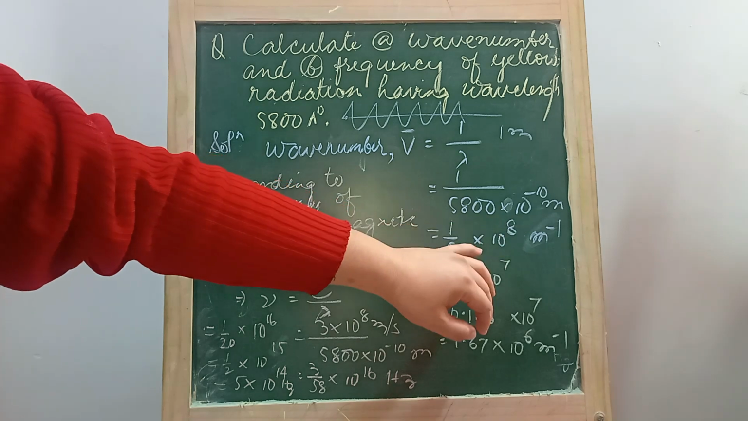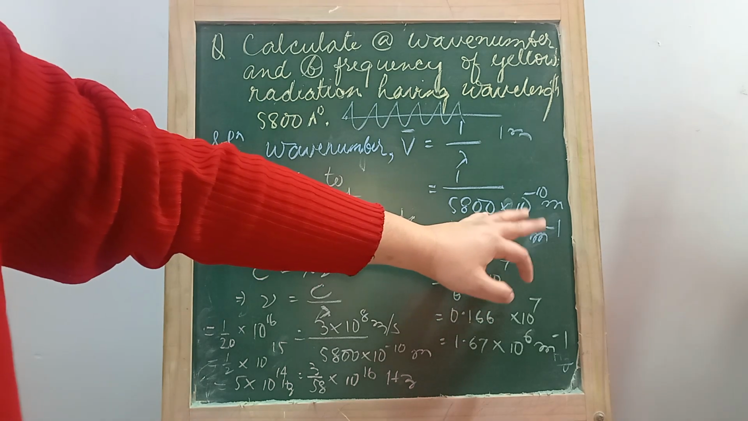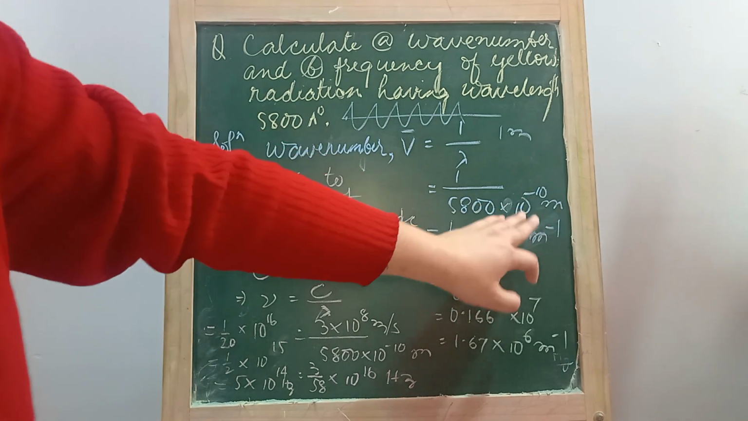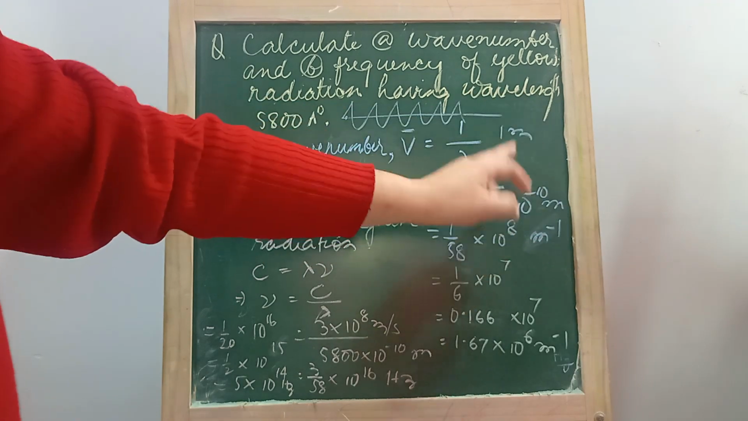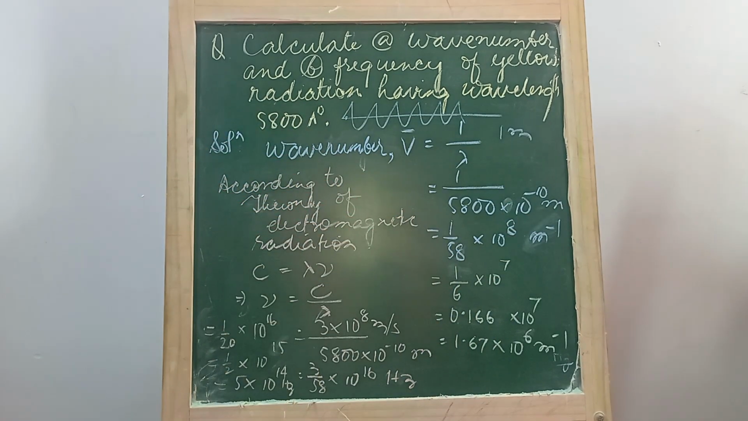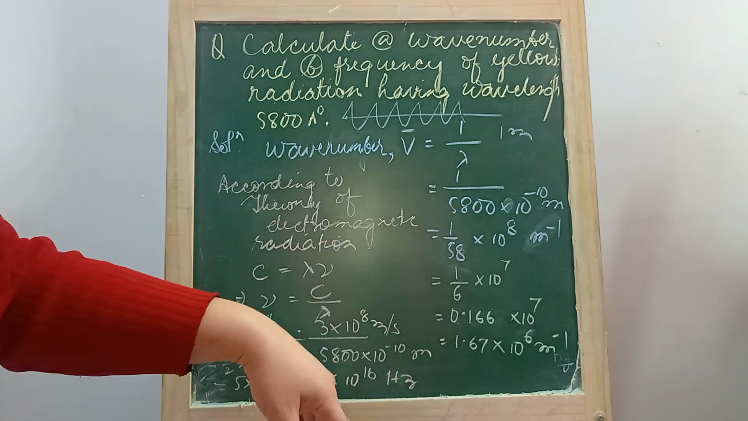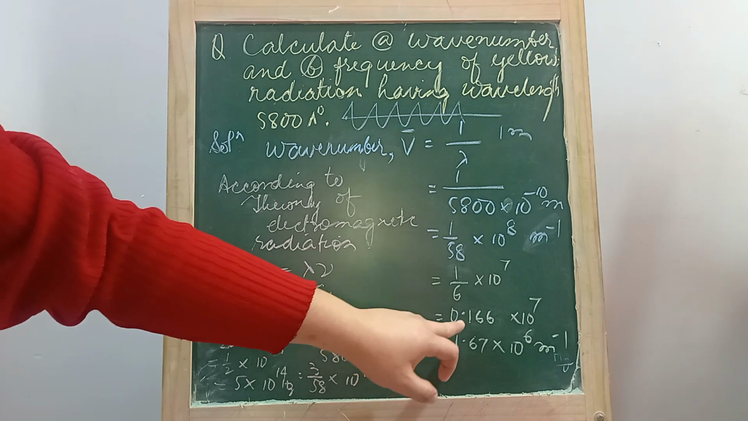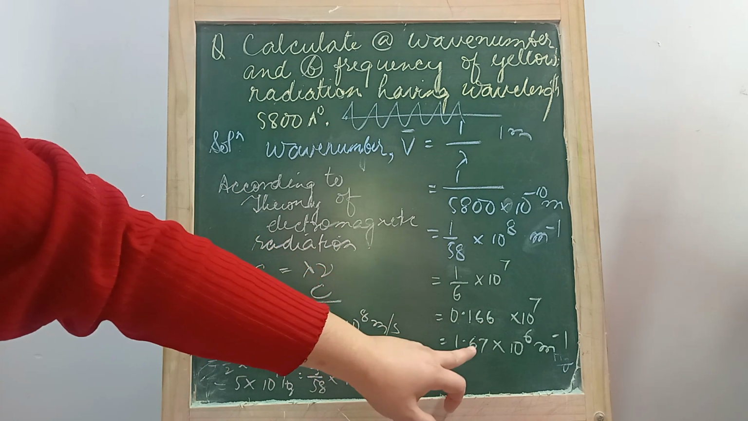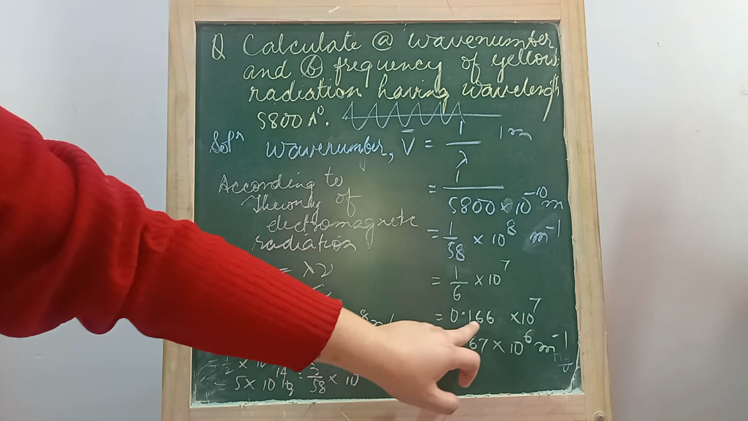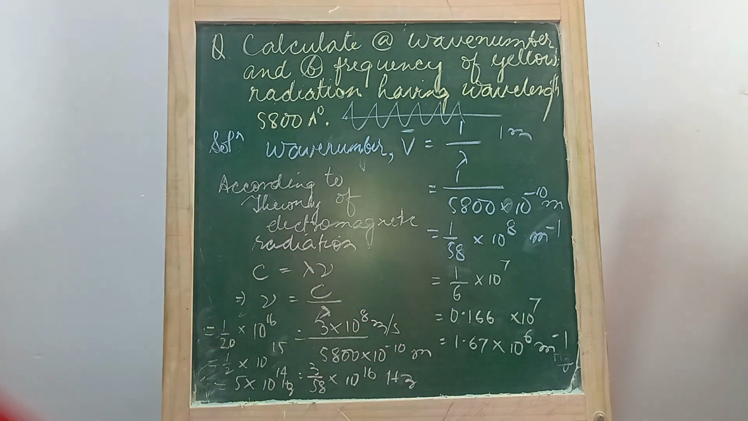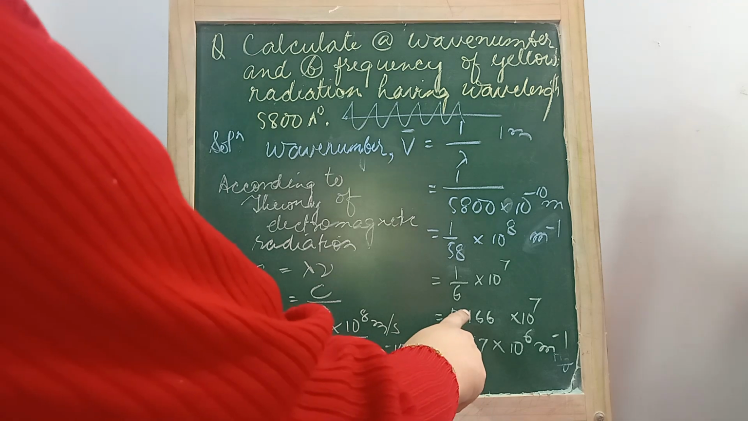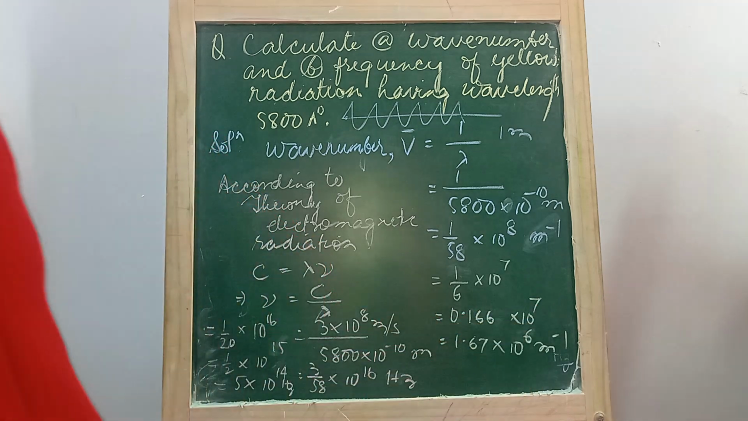How have I done this? The two zeros are adjusted here, so it becomes 10 to the power minus 8. Moving it up, it becomes 10 to the power 8. 1 by 58 is like saying 1 by 6, with the zero adjusted to make the power 7. 1 by 6 is 0.166, so that is 1.66 times 10 to the power of 7, making it a scientific notation. So 1.67 times 10 to the power of 6 per meter.